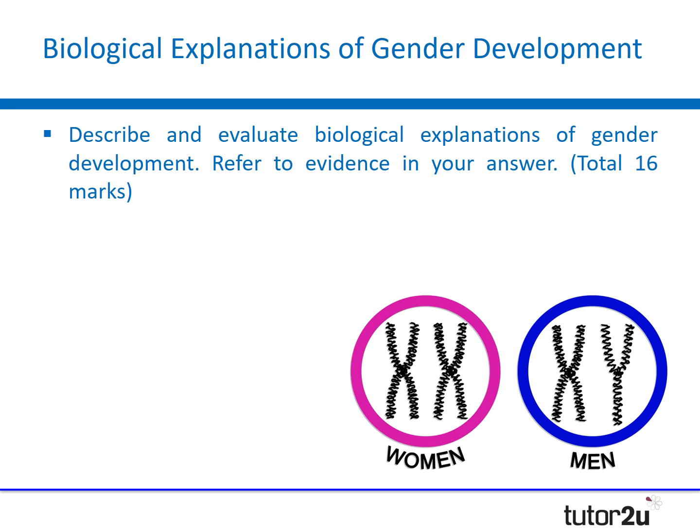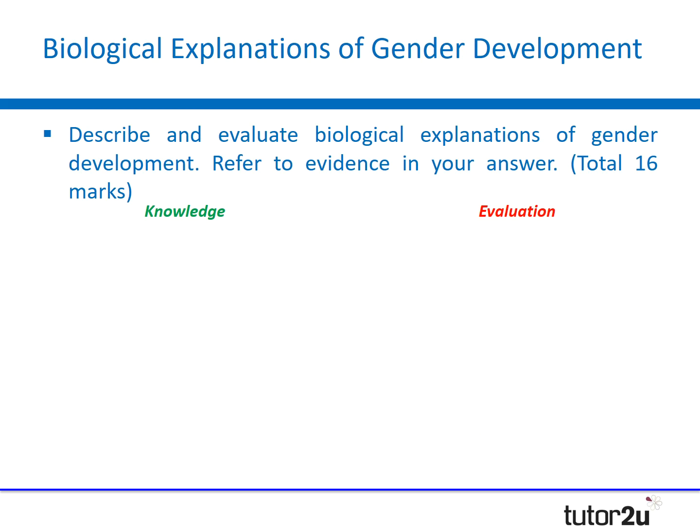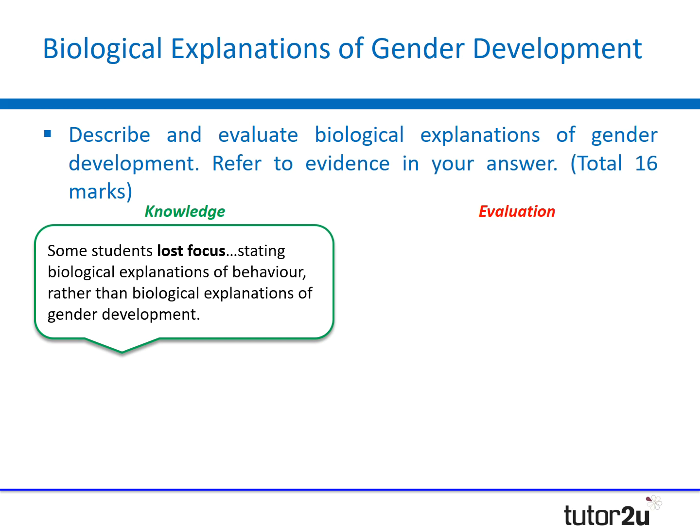So, describe and evaluate biological explanations of gender development and refer to evidence in your answer, for 16 marks. Now, if we look at what the highlights from the exam are in terms of knowledge and evaluation, what are the things we can learn about the AO1 and the AO3 separately?